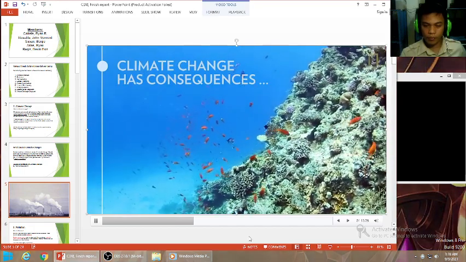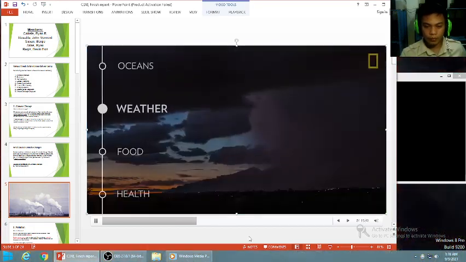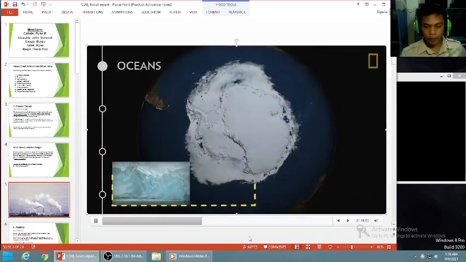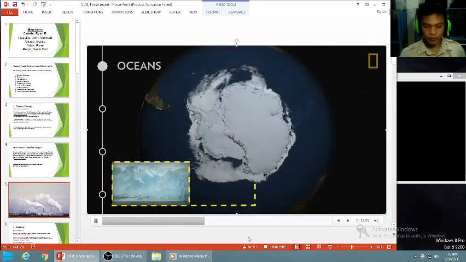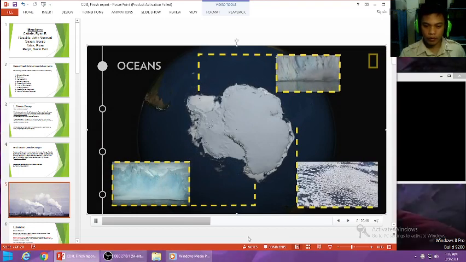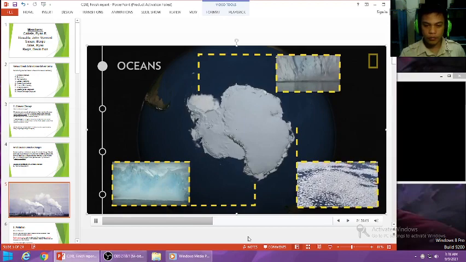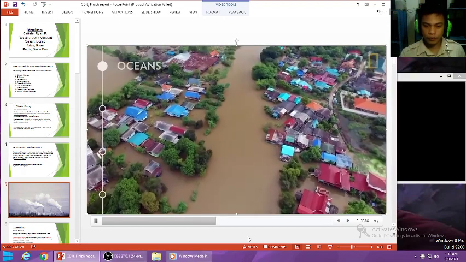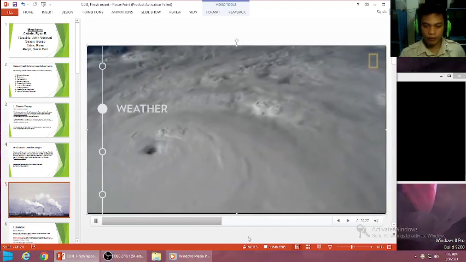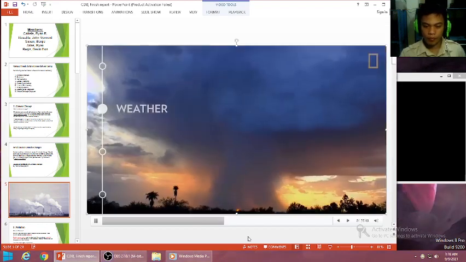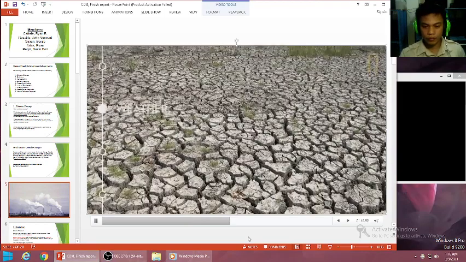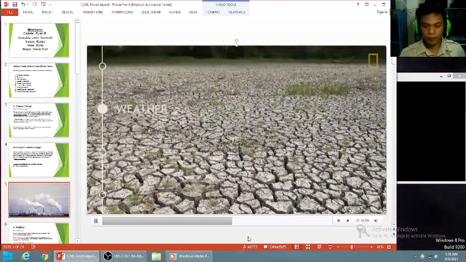Climate change has consequences for our oceans, our weather, our food sources, and our health. Ice sheets, such as Greenland and Antarctica, are melting. The extra water that was once held in glaciers causes sea levels to rise and spills out of the oceans, flooding coastal regions. Warmer temperatures also make weather more extreme. This means not only more intense major storms, floods, and heavy snowfall, but also longer and more frequent droughts.